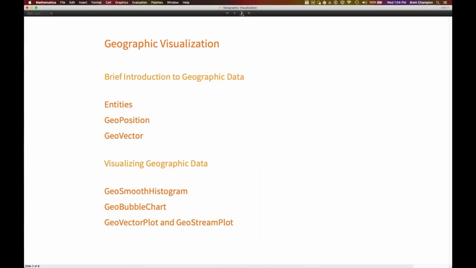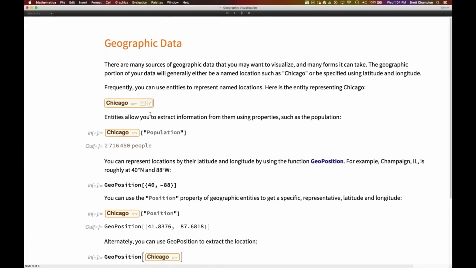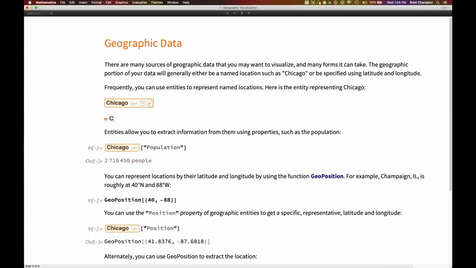I'm going to very quickly go through how we might represent geographic data. The most common ways are through entities, such as this entity for Chicago. Within the notebook front end, I get this by typing control equal, and I type Chicago.